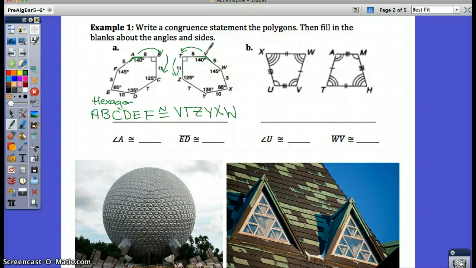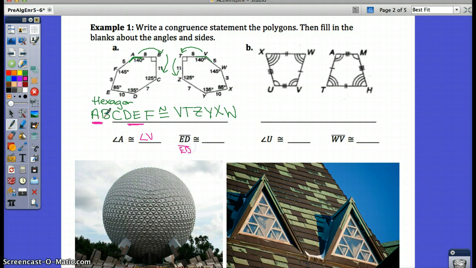Now, within that statement, you can use the statement to tell me what parts are congruent. Angle A is congruent to what? Well, A is the first angle in this statement, so it would correspond to angle V. You don't even need the picture, you can use just the statement right here. And side ED is the same as DE, right? I can flip it around.